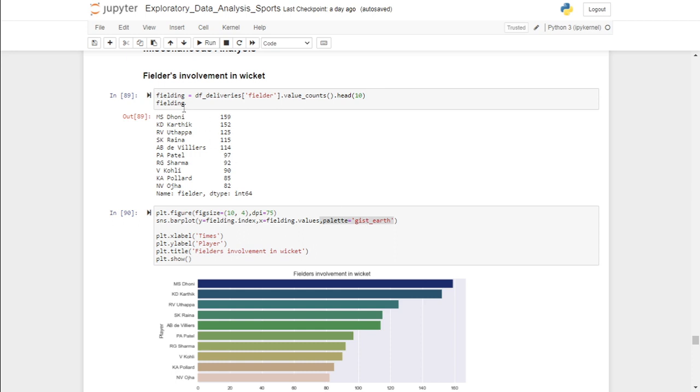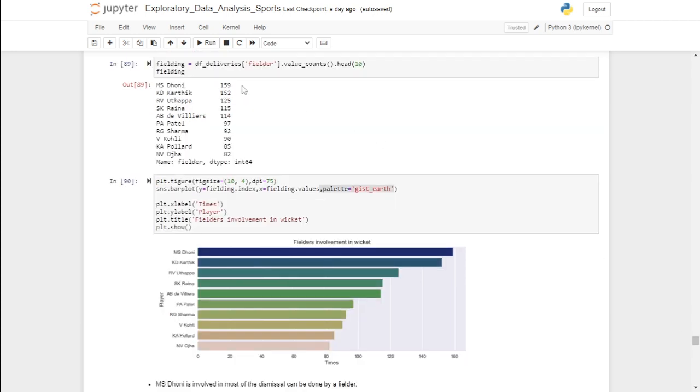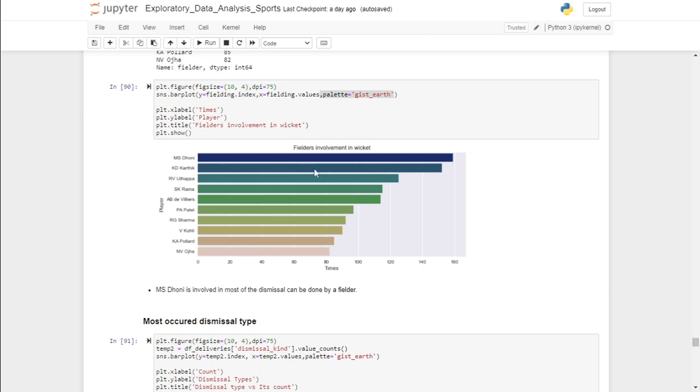And here is some other analysis on the dataset. Fielders' involvement in wickets, meaning in case of a wicket, how much a fielder is involved. And here you can see MS Dhoni is topping the list with 159 involvements. It may be a stumping, it may be a catch, it may be a run out, anything. It may be bowled and caught also.